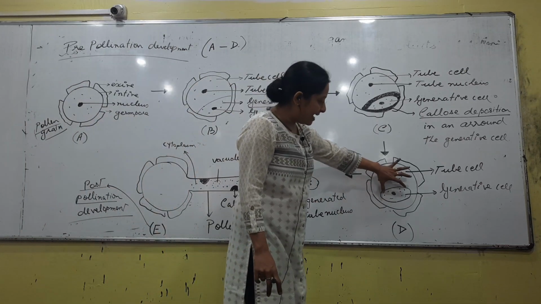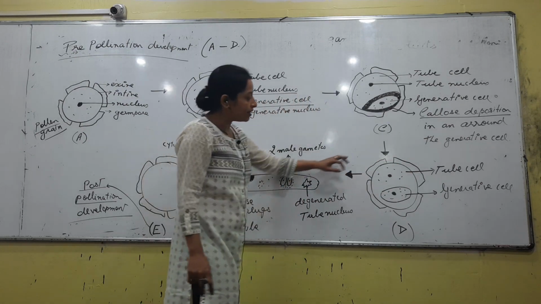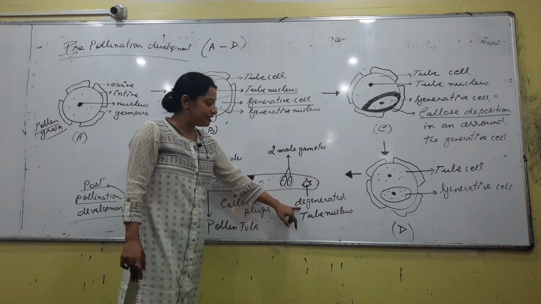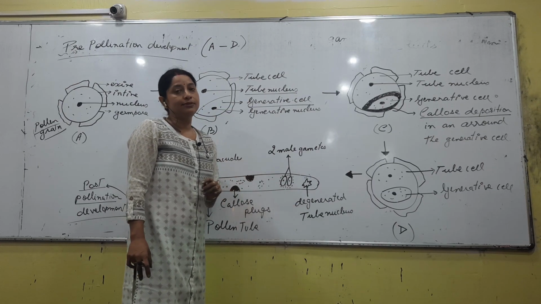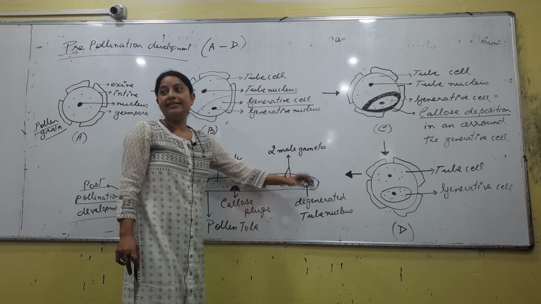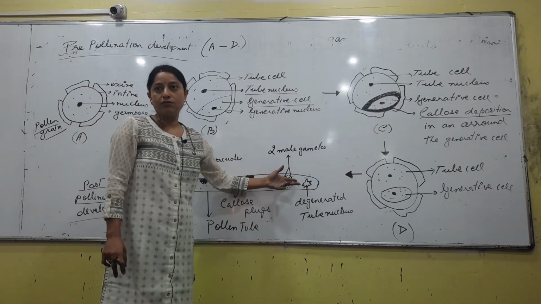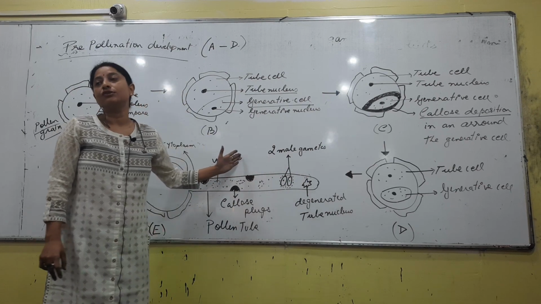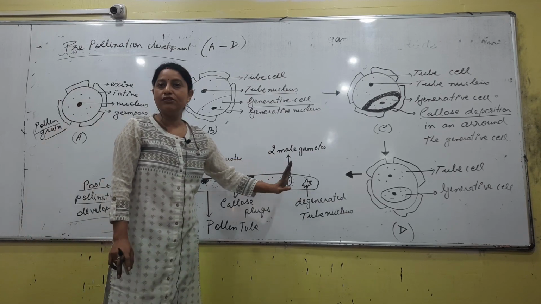So obviously, the generative cell got divided and formed 2 male gametes. What will happen to the tube nucleus? The tube nucleus later gets degenerated, that is the first point. Second, what is the position of the tube nucleus? The tube nucleus is always found at the tip of the growing pollen tube. You have to keep the word tip in mind. It's always on the tip. And we know the pollen tube, at the very starting point, was not as long as it's shown in the diagram; it was small and became long. So at the tip it remains, and later degenerates.